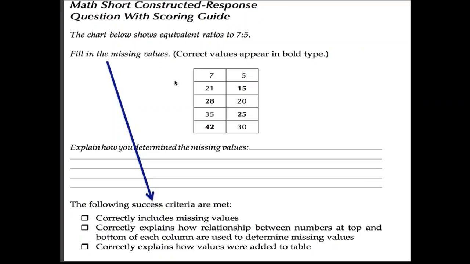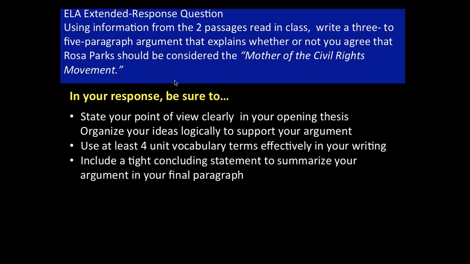Here's a constructed response for math. The chart below shows the equivalent values. Fill in the missing values and explain how you determine them. Success criteria means you correctly included the missing value, explained how the relationship between the numbers at the top and the bottom are used, and explain how the values were added to the table. So what we see in the directions, we see now in the simple scoring guide. 3 points that we can check off, not check off to put in the grade book, but check off and have the students check off as they're guiding themselves in finishing the work. The scoring guide isn't just for the teachers, it's for the students as well to guide their learning.